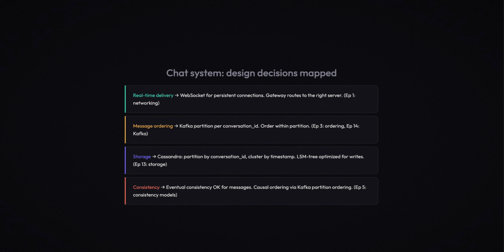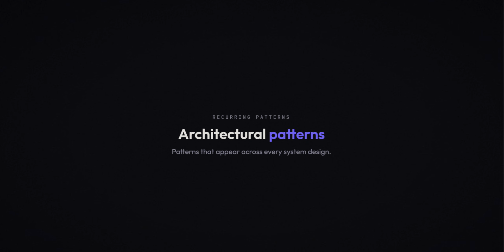Consistency model is eventual consistency from episode 5. This is fine for chat. A message appearing a second late is acceptable. Causal ordering within a conversation is handled by Kafka's partition ordering. Now let me show you the recurring architectural patterns, the building blocks that appear in virtually every distributed system design.